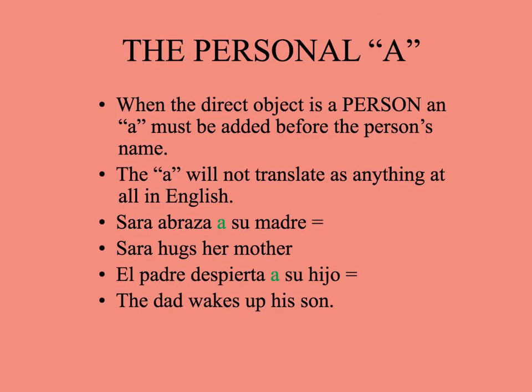So, personal a. If your direct object is a person, we add an a in front of that person's name. Okay? The a is not going to translate to anything in English. So, Sara abraza a su madre. Sarah hugs her mom. This a here is the personal a because mom is a person, and that's who gets hugged. There's no translation. The a doesn't mean to or for or at, nothing. It just is because it's in front of a person that is serving as a direct object.